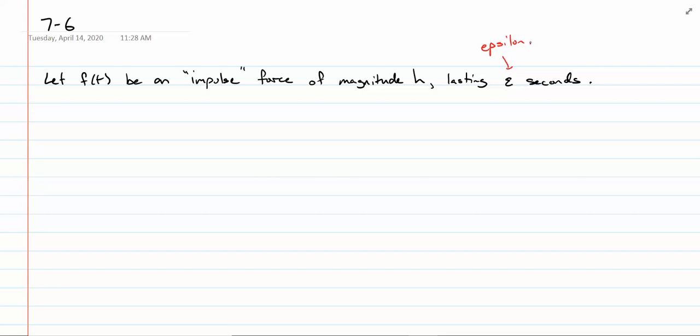This would be like the force of hitting an object with a hammer. The duration of that force would be very small, because if you hit a mass with a hammer, or if you hit a baseball with a bat, the bat is in contact with the baseball for a very short amount of time, so that force is really only occurring for a very short amount of time.